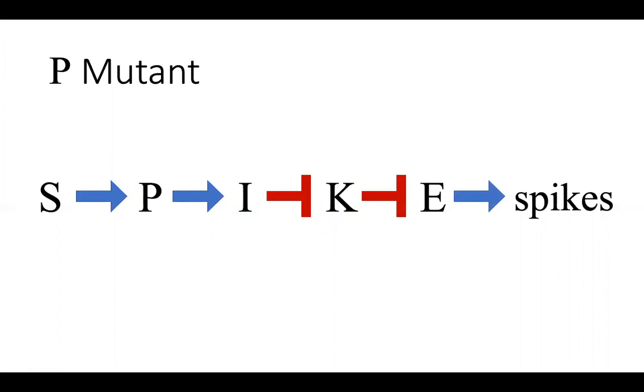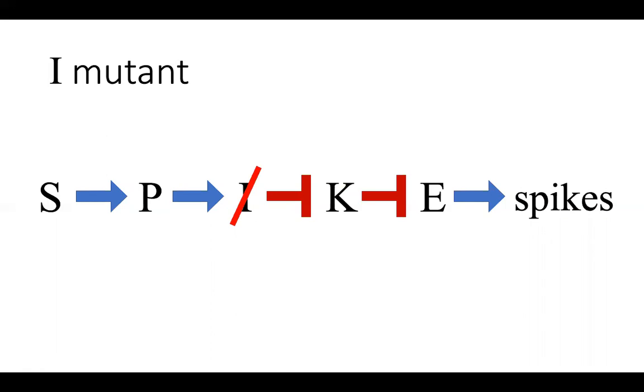Now, what if we mutate P? Then there is no activation of I, and an inactive I cannot inhibit K, so K can inhibit E, and no spikes are formed. Now let's say we mutate I.